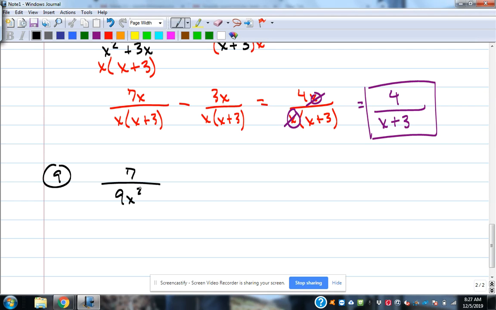It'll help you. I kind of try to start that habit now because tomorrow we're going to use that LCD to get our excluded values with it. So if you'll start that habit now, it'll help you tomorrow.